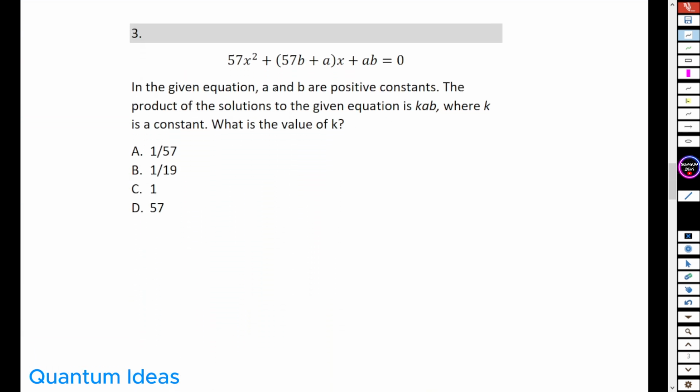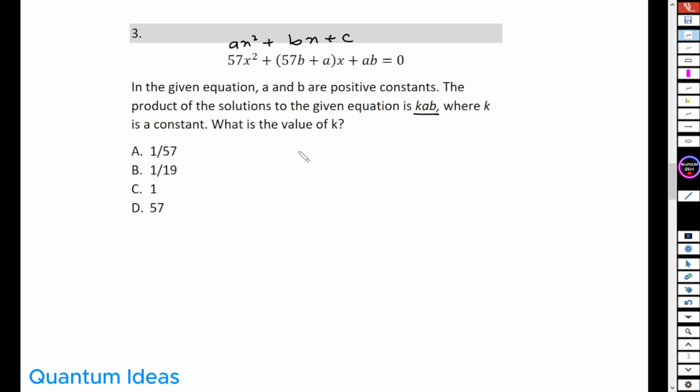So we are given 5x square plus 57b plus a times x plus ab equals 0. In the given equation, a and b are positive constants. The product of the solutions to the given equation is kab, where k is a constant. What is the value of k? So basically this is the quadratic equation, right? This is ax square plus bx plus c.